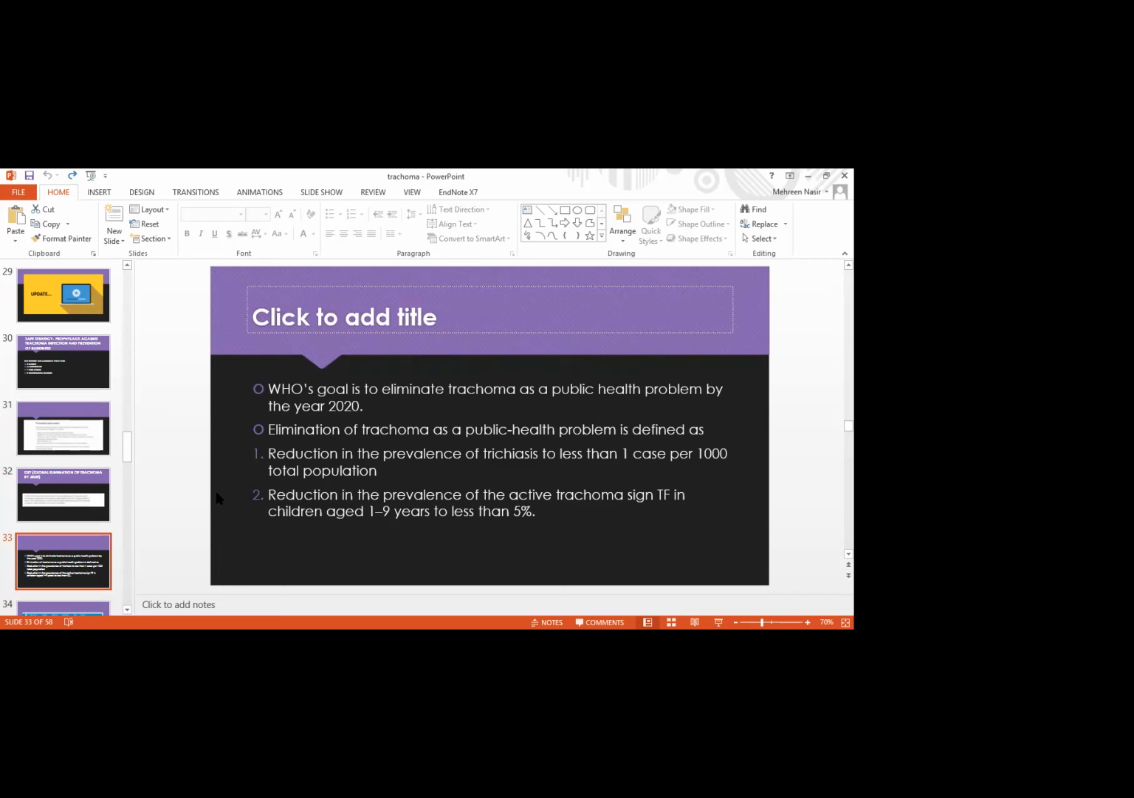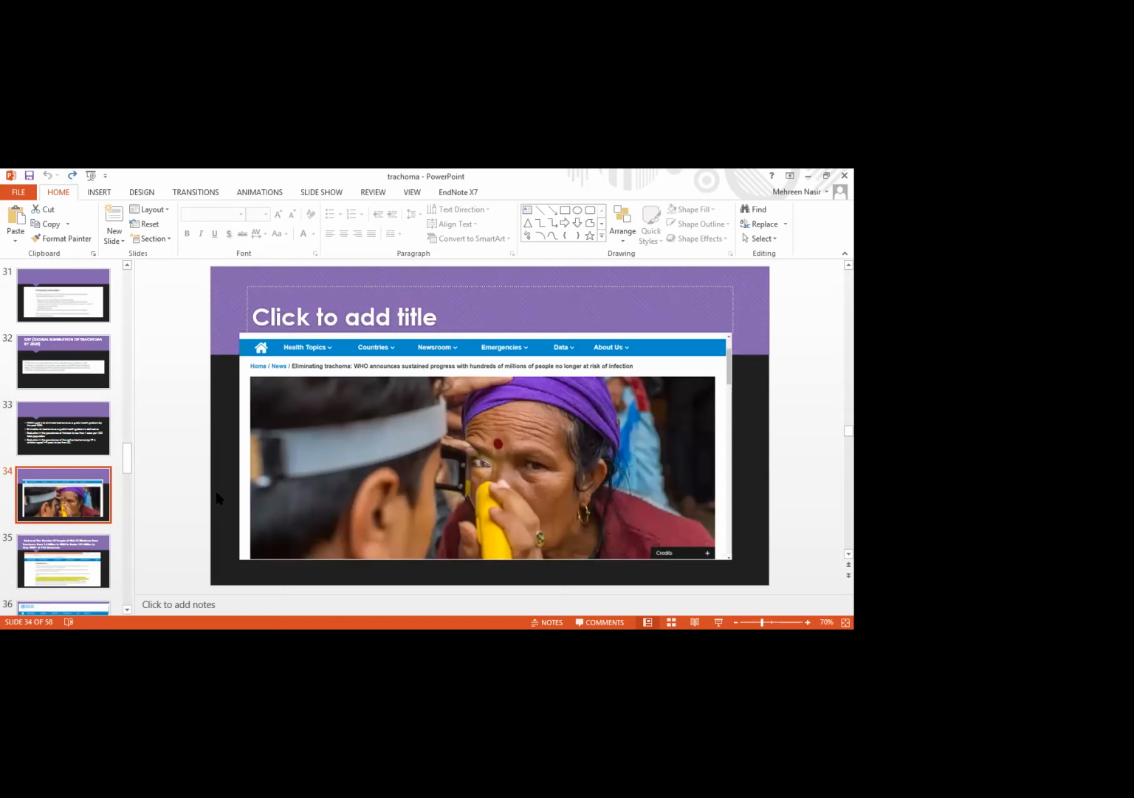Elimination of trachoma as a public health problem, as defined by WHO, is reduction of the prevalence of trichiasis to less than 1 per thousand total population, and reduction in the prevalence of active trachoma sign TF in children aged 1 to 9 years to less than 5%. Eliminating trachoma, WHO announces sustained progress with hundreds of millions of people no longer at risk of infection.